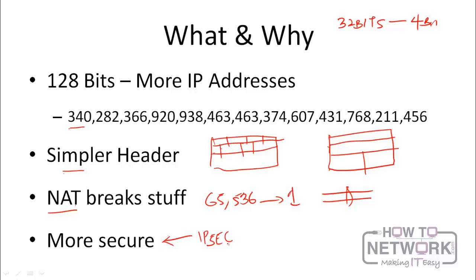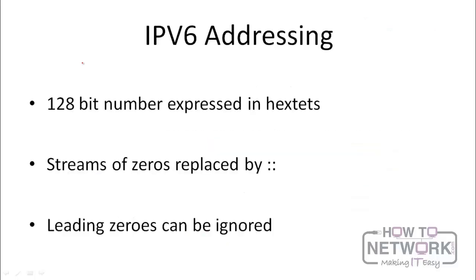Now, let's move on to IP version 6 addressing. We already know that IP version 6 addresses are 128 bits long. For IP version 4, we express them in dotted decimal. But in IP version 6, they're expressed in what's called hextets. And hextets are hexadecimal octets, in a way. So one hextet has 4 hexadecimal numbers.